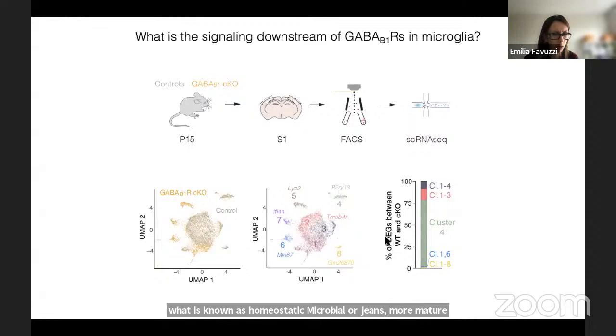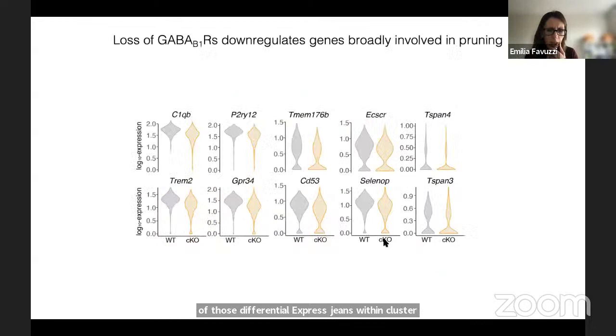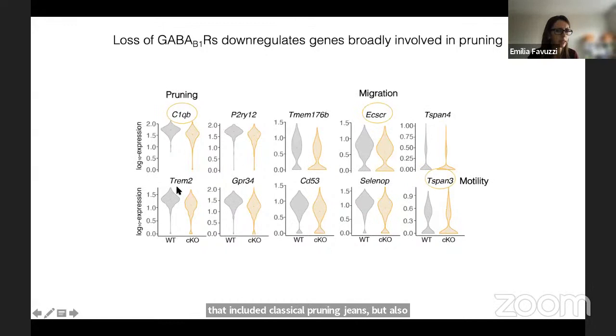We then looked at the identity of those differentially expressed genes within cluster 4, and we found that they were broadly involved in pruning. When I say broadly involved in pruning, what I mean is that they included classical pruning genes, but also genes involved in motility, migration, cell adhesion, and phagocytosis. So it was really not one or two genes that were changed, it was a whole program that was different.